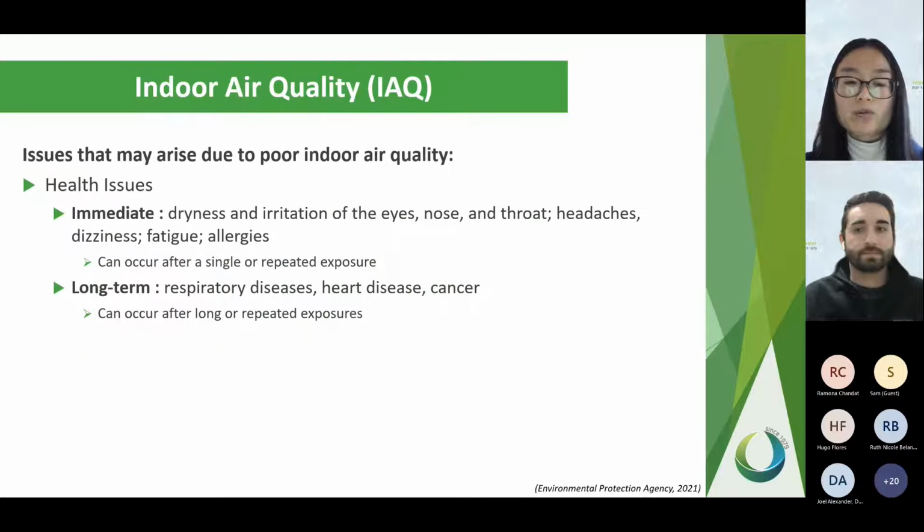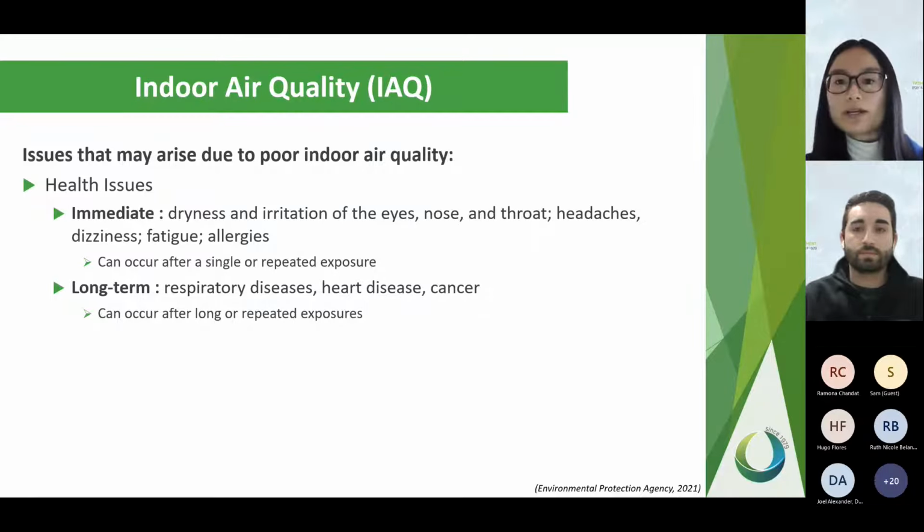So issues that may arise from poor indoor air quality include health issues such as dryness and irritation of the eyes, nose, and throat, headaches, dizziness, fatigue, and allergies. And these can result from a single or repeated exposure, and these are more immediate health effects.